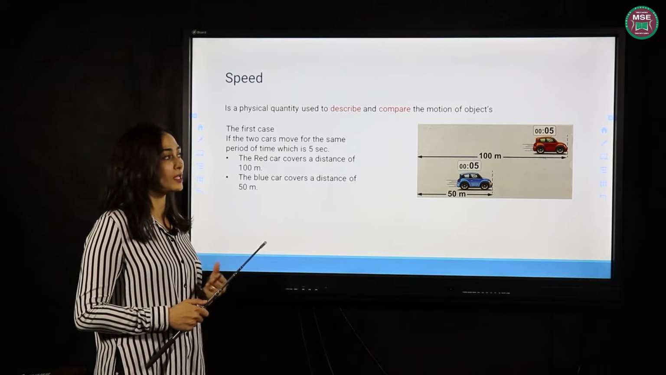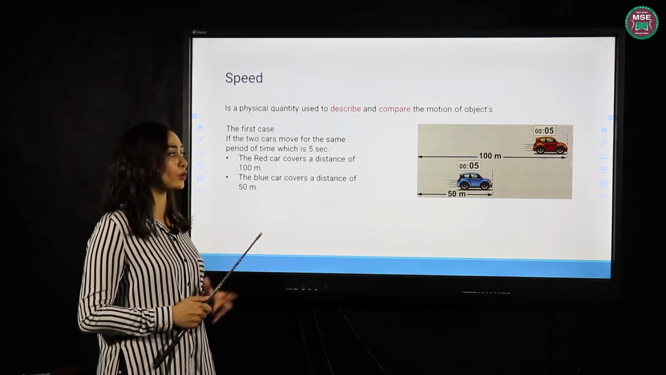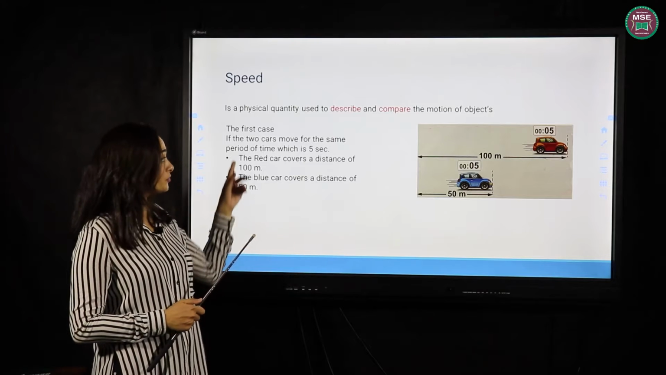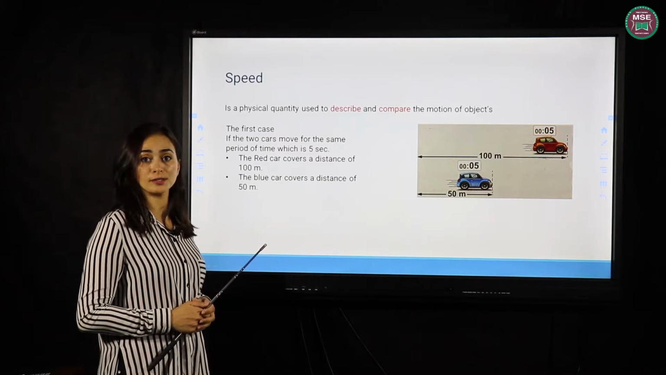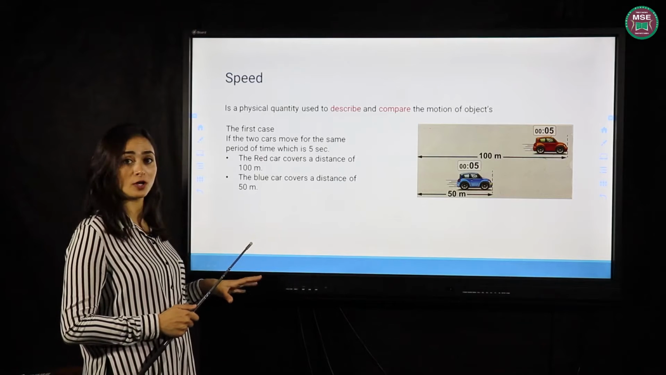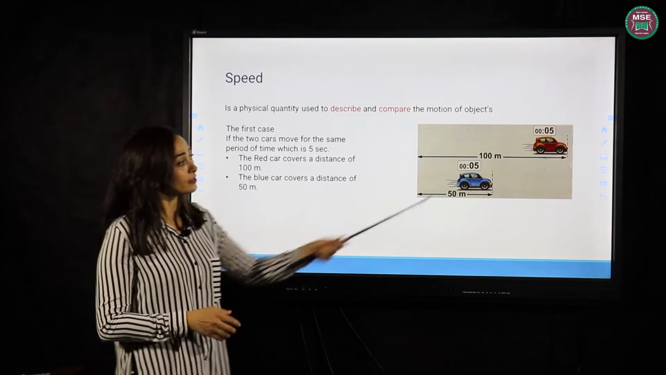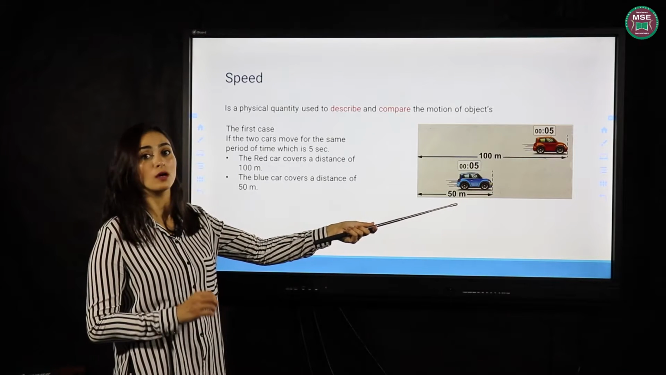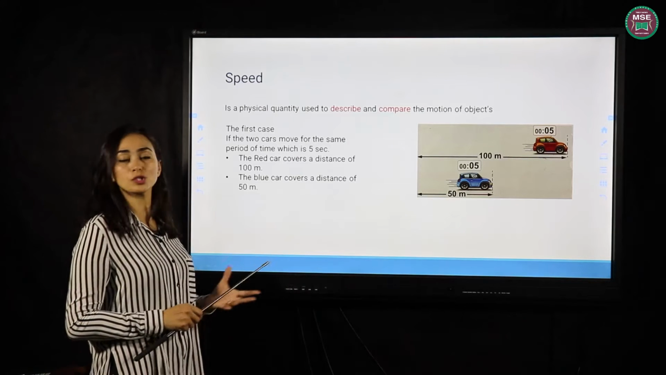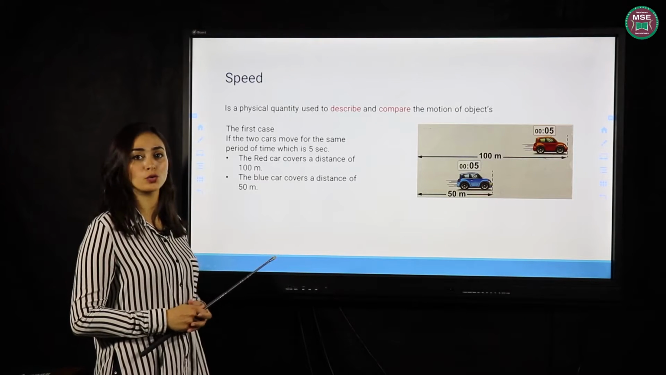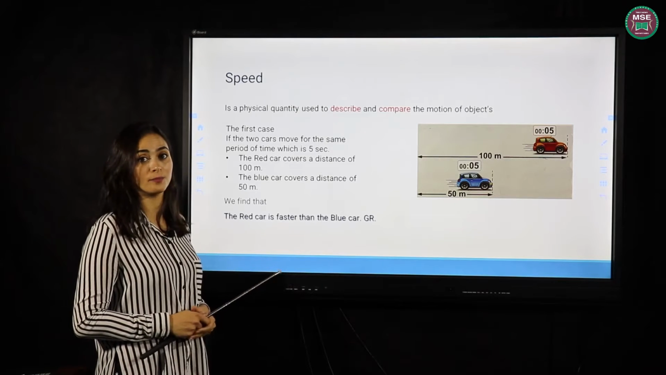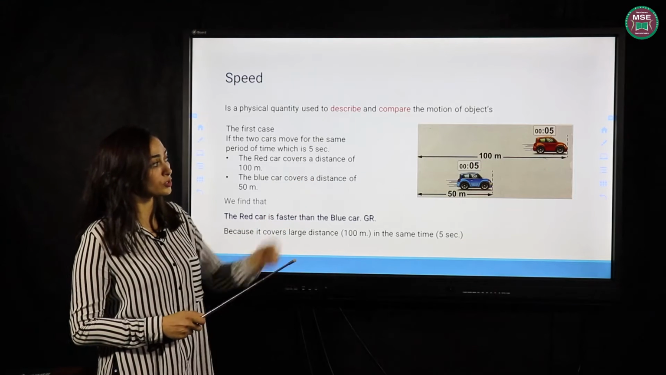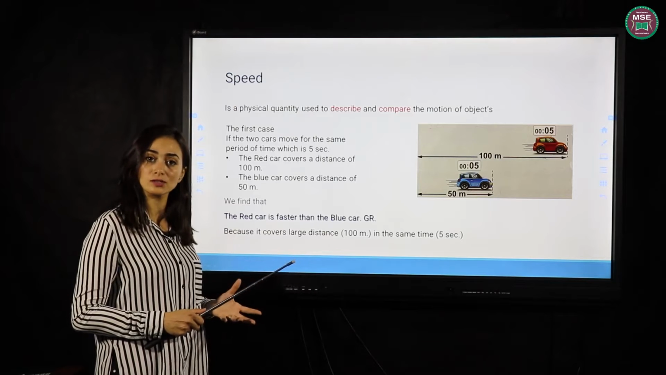To know that, let's imagine if we have two cars, a red and a blue car. Which of them is faster in the following cases? The first case, if the two cars move for the same period of time, which is 5 seconds. The red car covers a distance of 100 meters, while the blue car covers a distance of 50 meters. What do you think? Which of them is faster, the red car or the blue car? Yes, the red car. Why? Because the red car covers a larger distance, which is 100 meters, in the same 5 seconds.